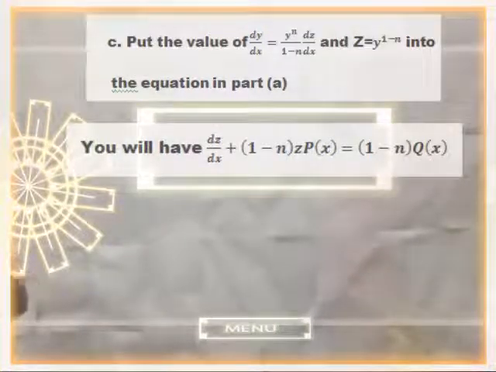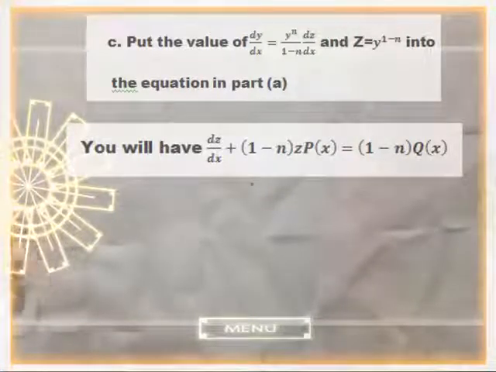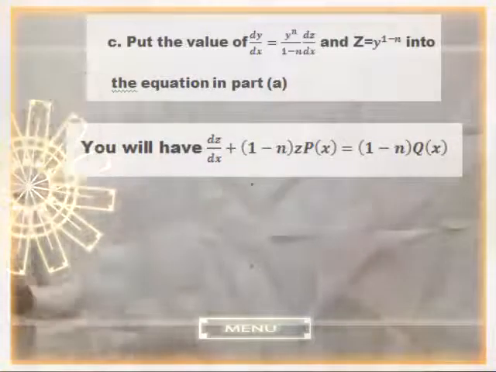So it becomes dz/dx plus 1 minus n times p of x times z equal to 1 minus n times q of x. Okay, you can see clearly now. Let's take the number 2 step. Number 2 step is that you have to solve the linear first order differential equation. In the previous class we talked about linear first order differential equations. So now you're going to solve this yourself. If you are confused, you can go back to the previous class on linear differential equations.